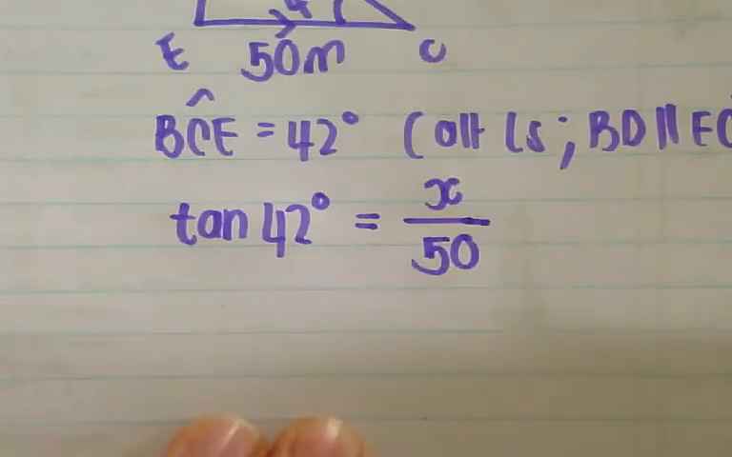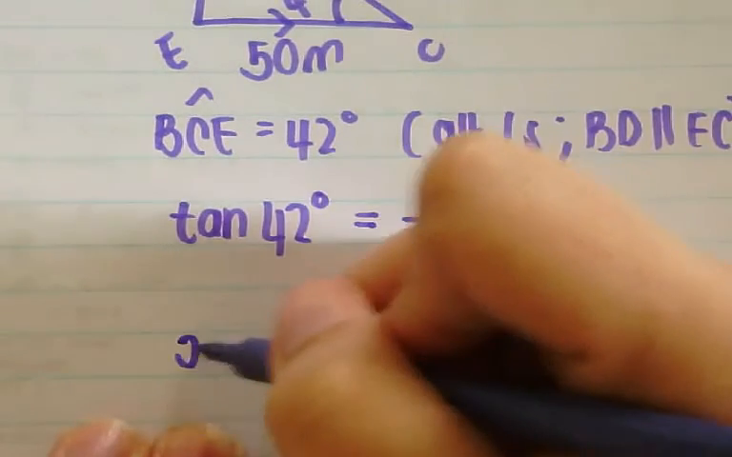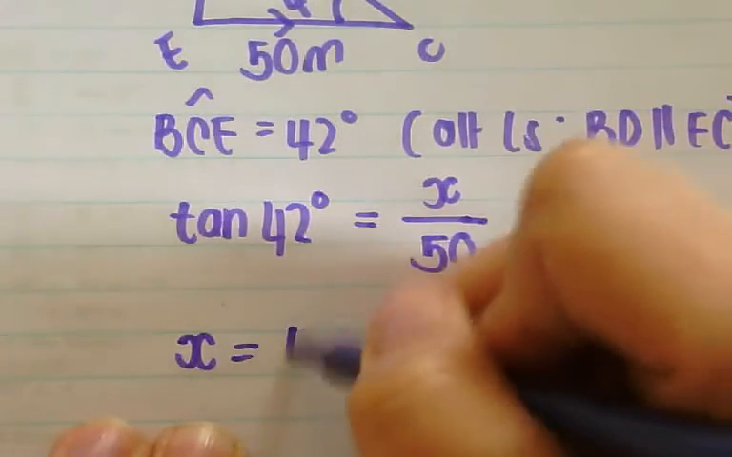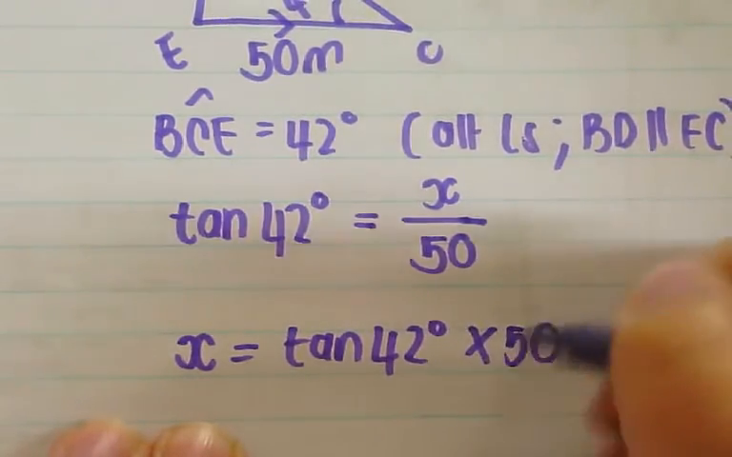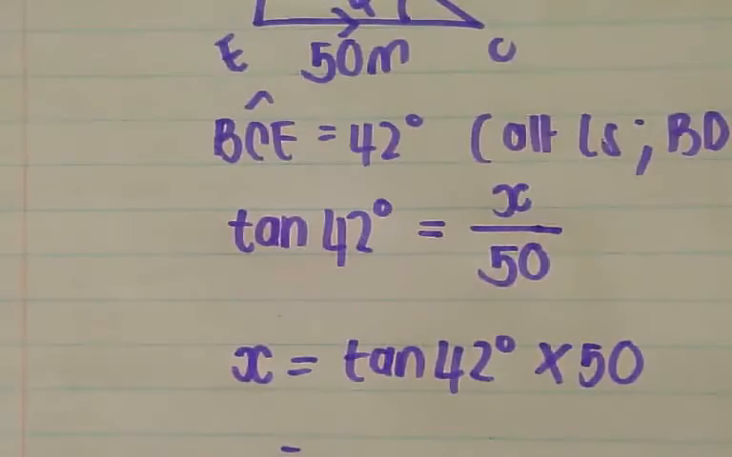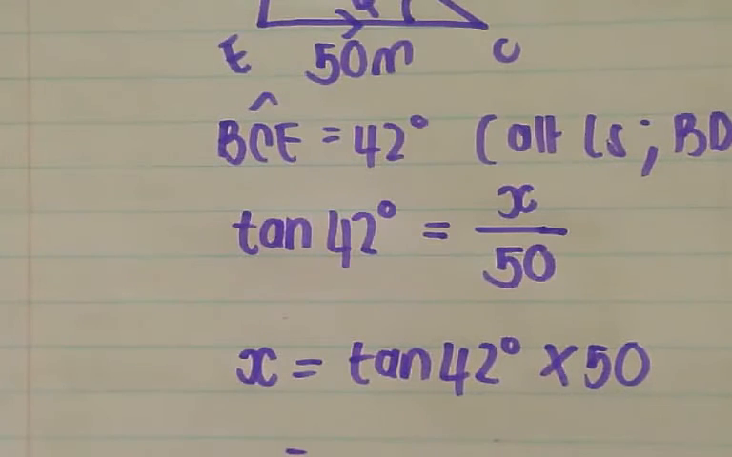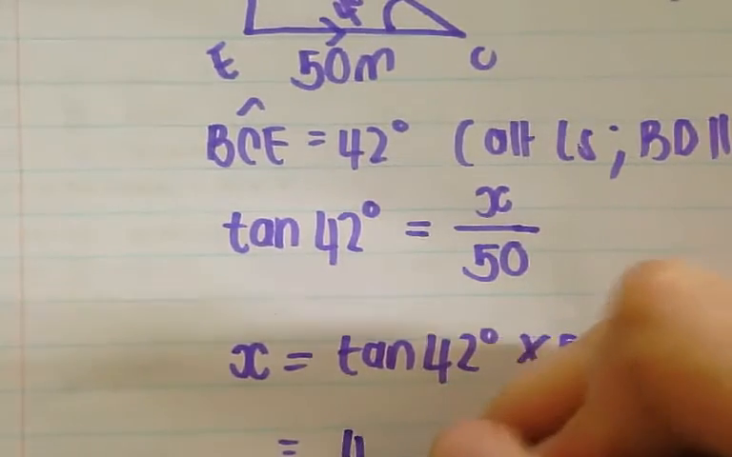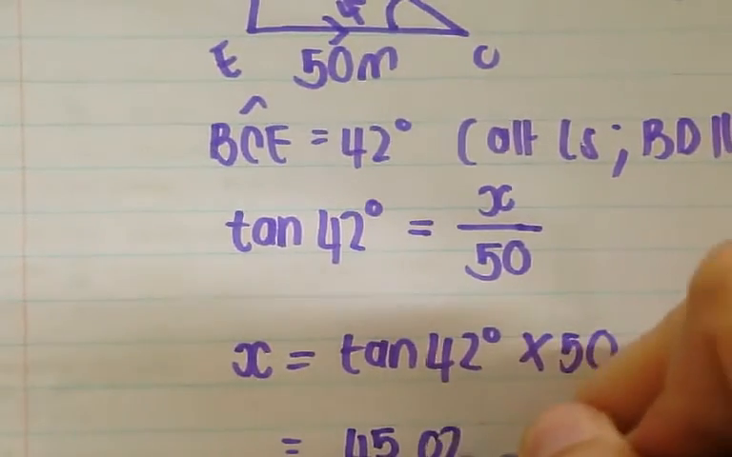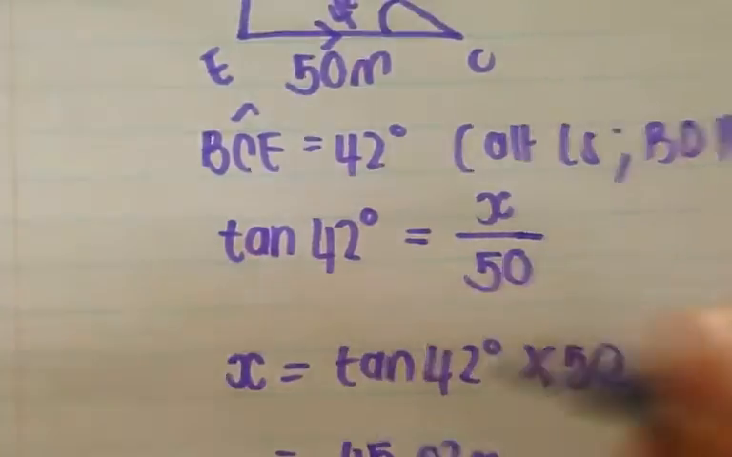Now I need to solve for x. What am I going to do? Remember to close that bracket and calculate on your calculator. Tan 42, close the bracket, times 50. Telling me that the building is 45,02 meters high.